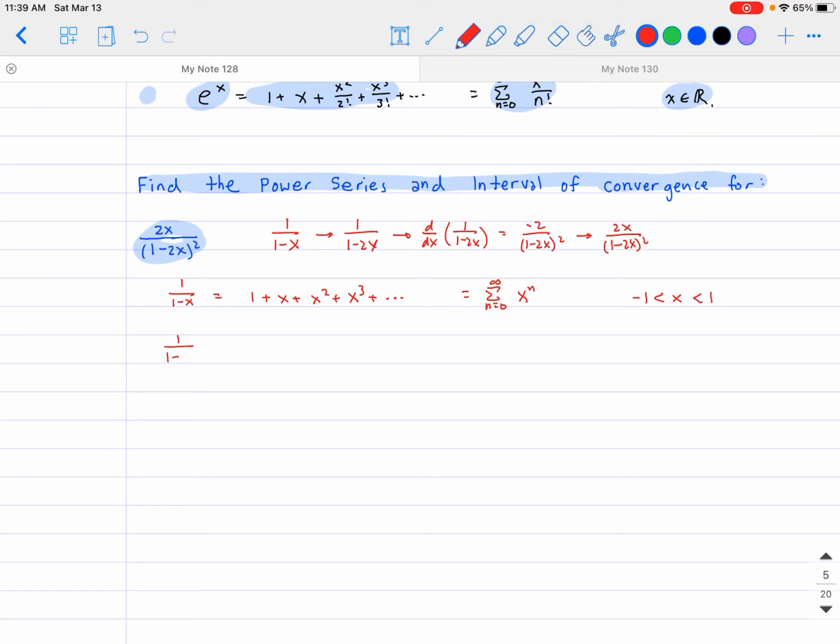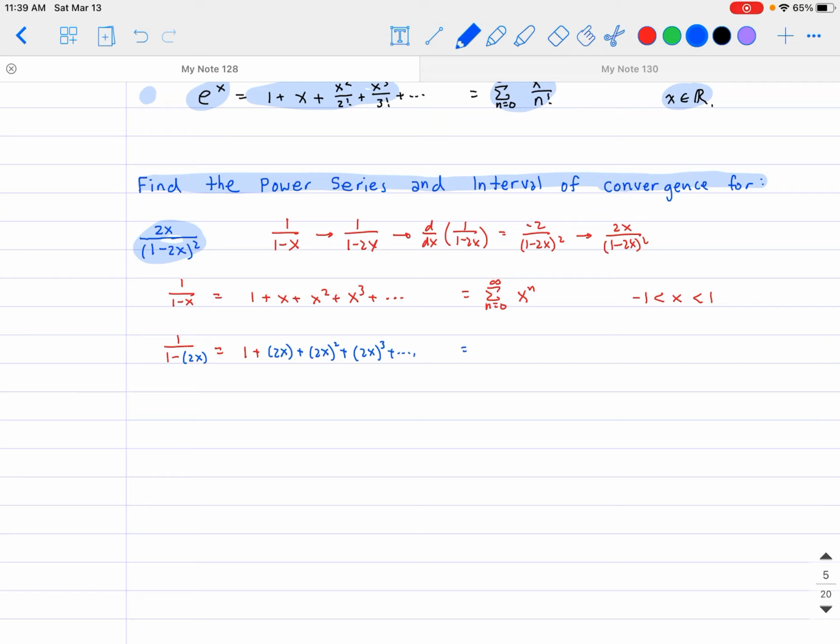So 1 over 1 minus, and here you can see I'm going to replace all your x with 2x. And on the right-hand side, I am going to get 1 plus, wherever you see x, you're going to get 2x now. So this is going to be 2x over here, and then plus the next part is going to be (2x) squared, and then the next part is going to be (2x) cubed, and so on and so on.